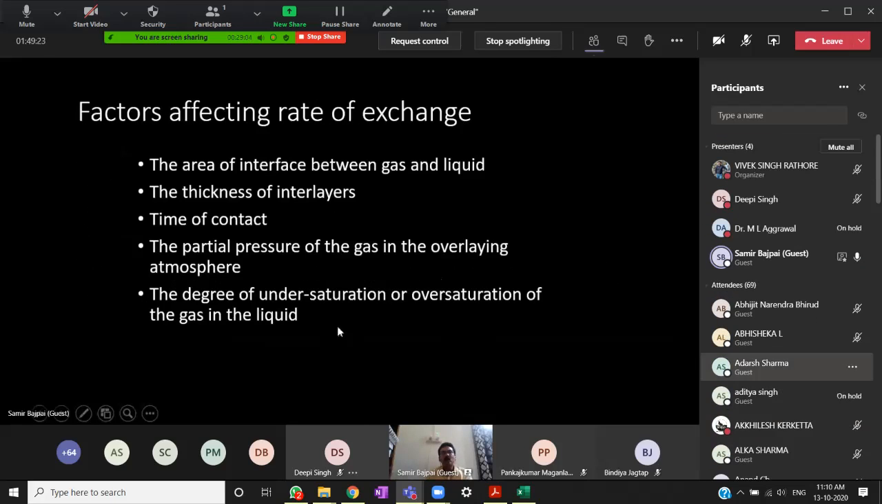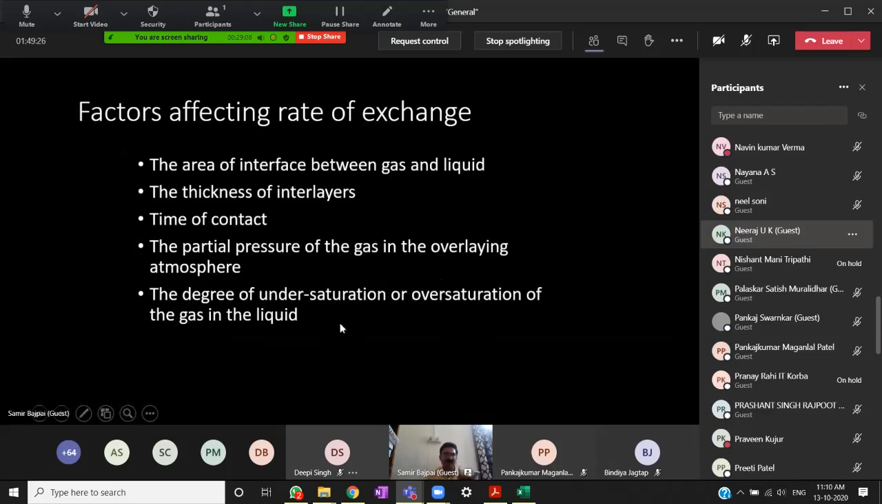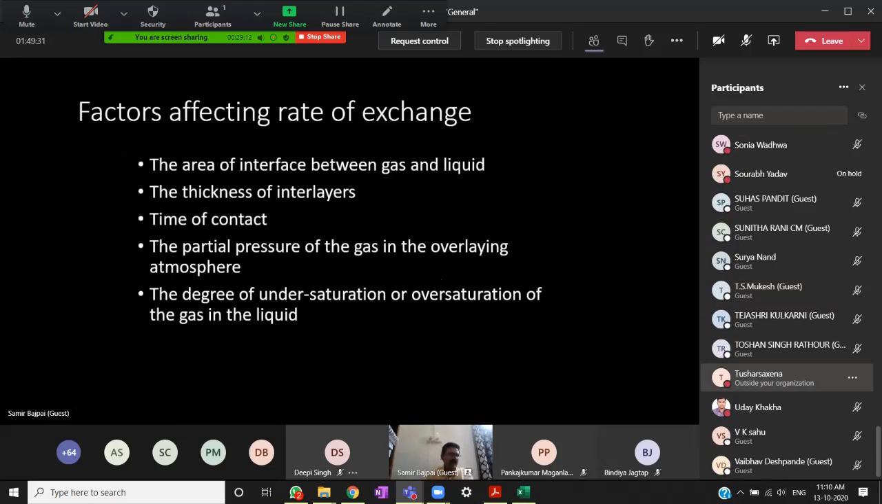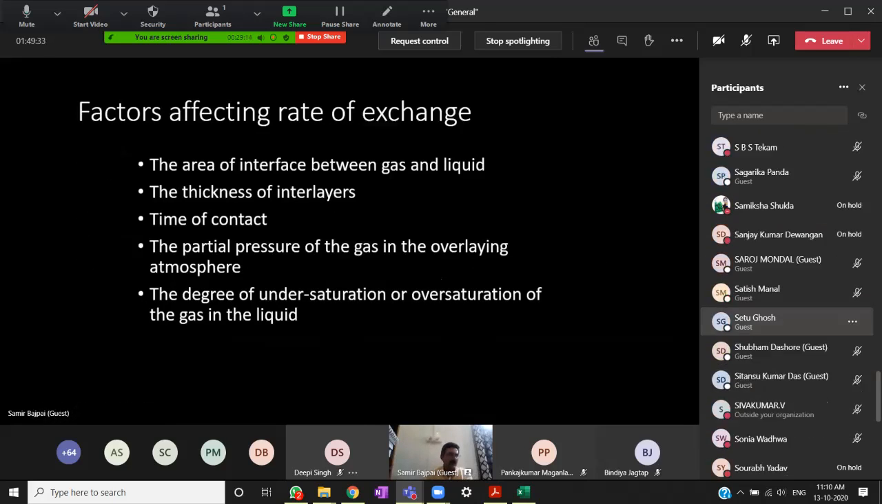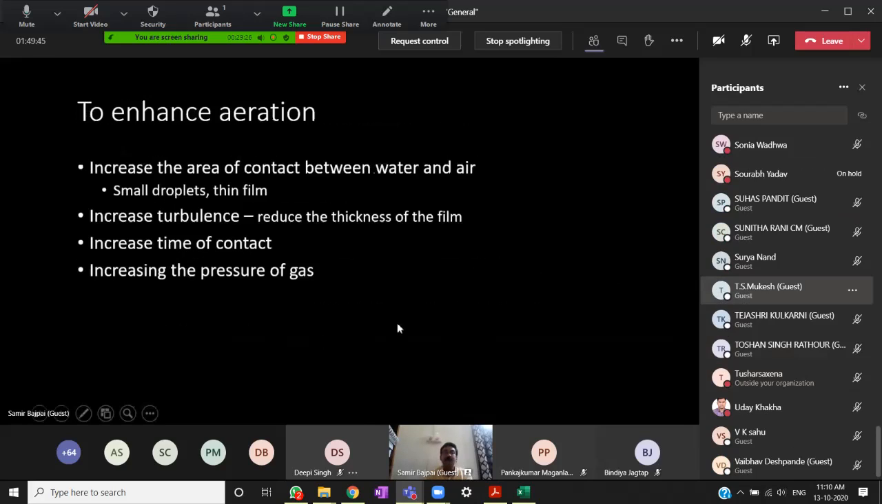So we won't be going into these details. Basically, the basic principle involved is gas exchange. Typically, if you want to aerate your water body, you need to understand what factors are responsible for efficient transfer of oxygen from air to water. And for that, you create the required conditions in your design, in your structure.